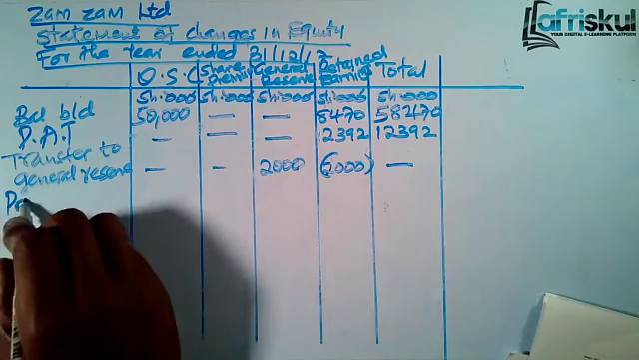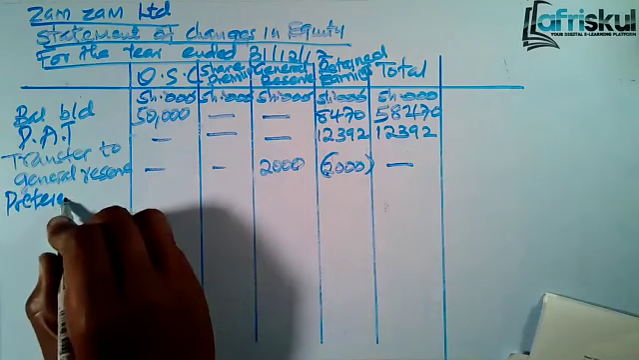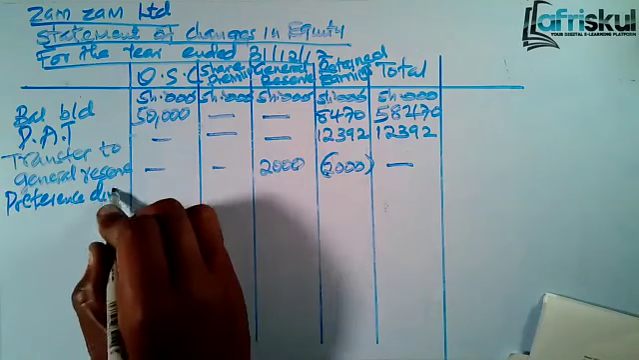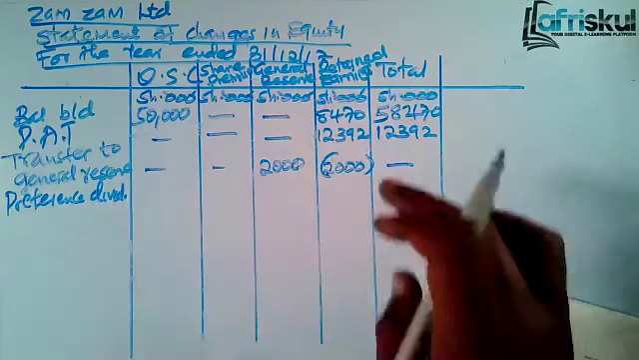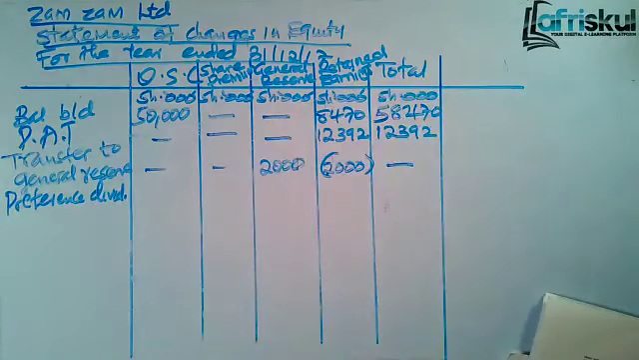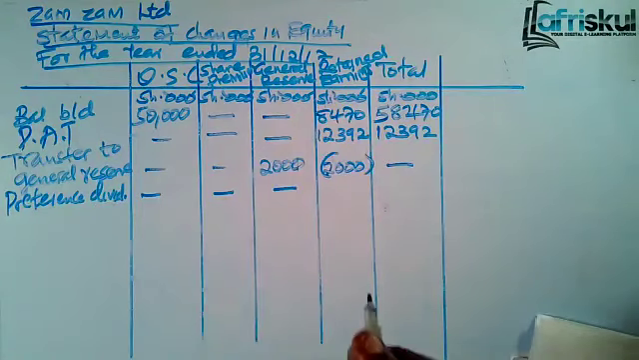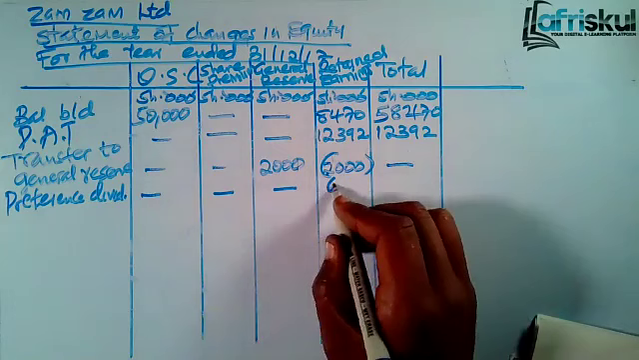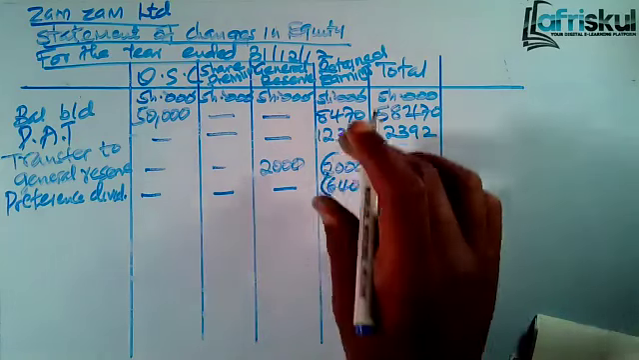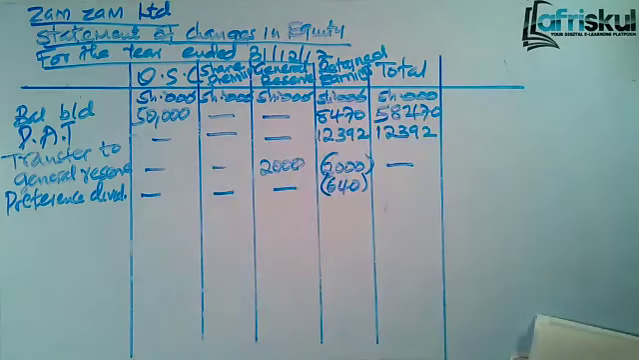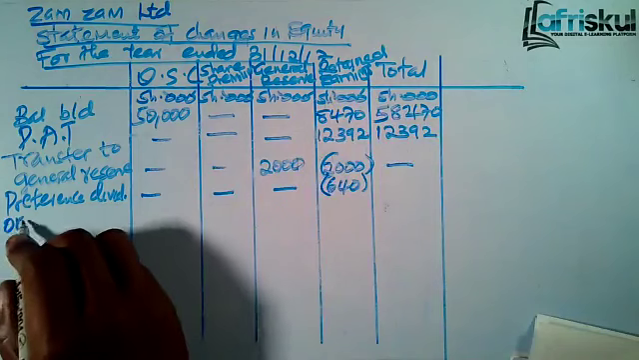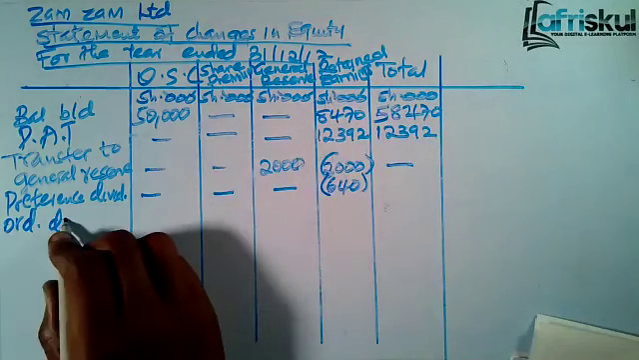So again, we also have the preference dividend. Remember, dividends are paid out of the earnings. So the total preference dividend that we got here, 640, will be paid out of these profits or the retained earnings. The same case applies to the ordinary dividends.